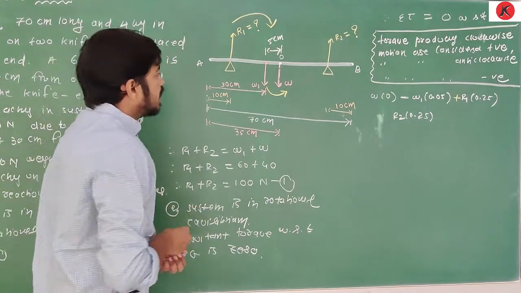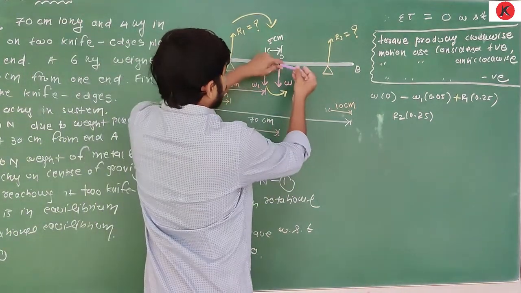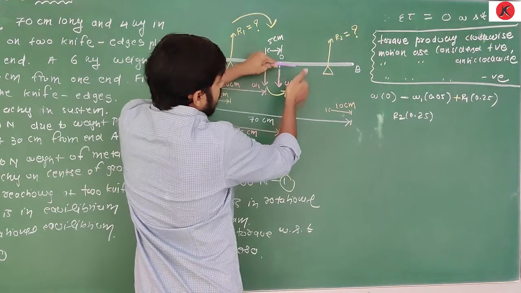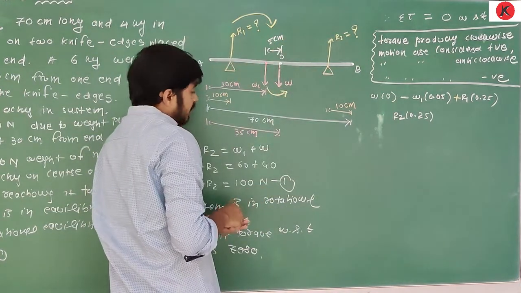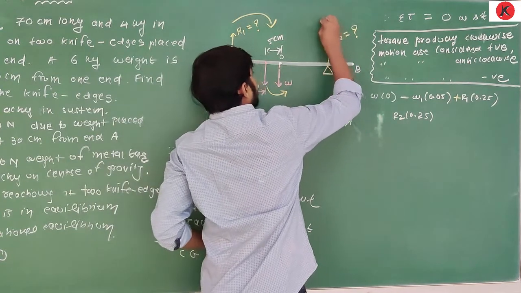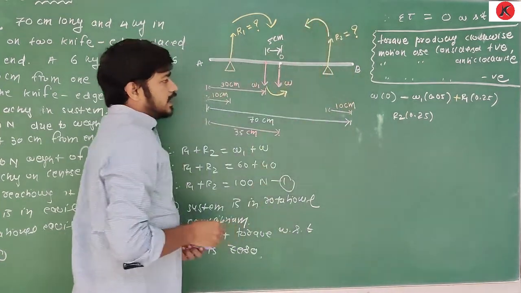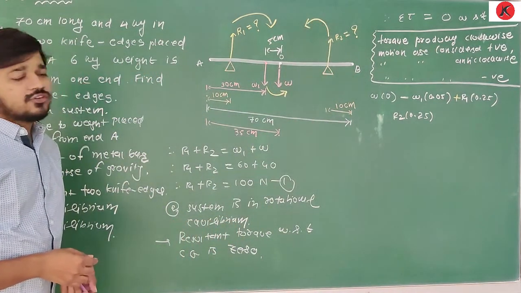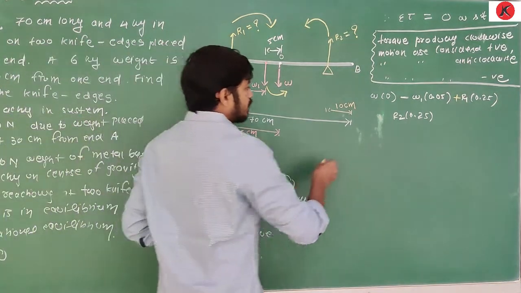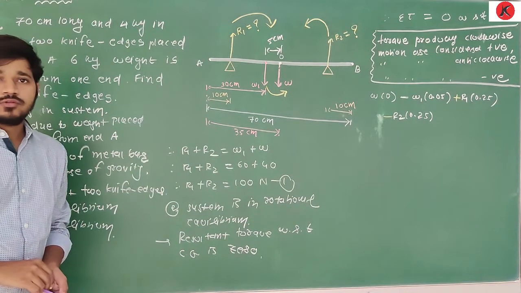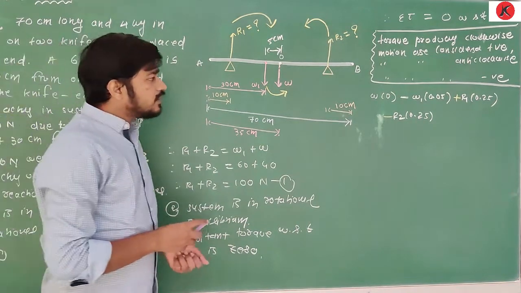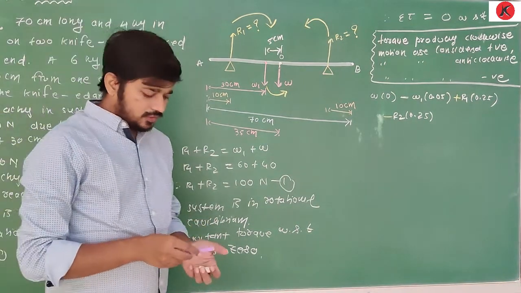See, here it is. Again, it is point O. This one is fixed. R2 is in the upward direction, means in this direction, which means in the anti-clockwise direction. And as it is anti-clockwise, you have to take a negative sign. Okay? So now how to write this equation?